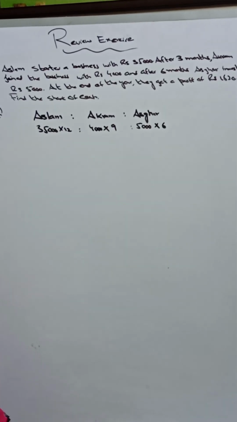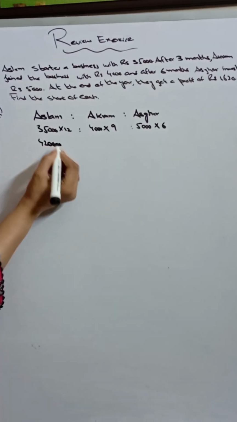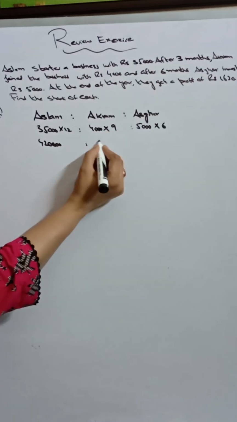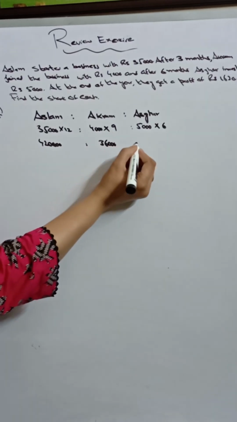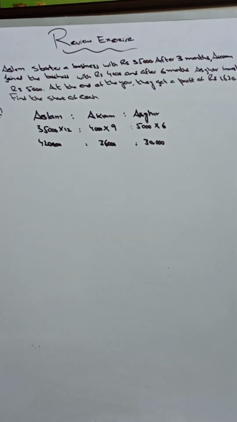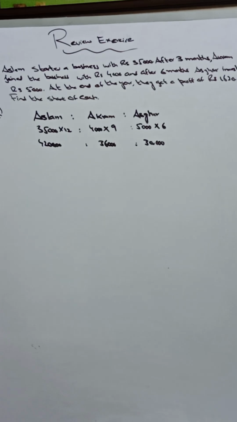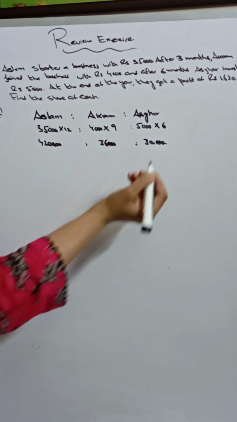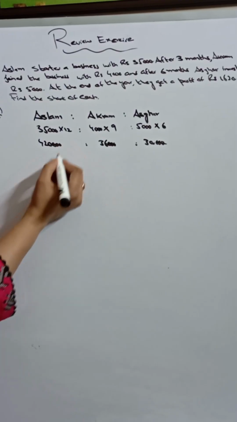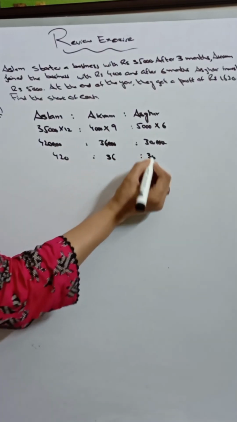All right. Now, solve it. 12 times 35 is 420,000. 9 times 4 is 36,000. 6 times 5 is 30,000. All right. Very simple and very easy. As this is a ratio question, we can easily cut these zeros. 3 zeros cancel off. 3 zeros cancel off. What is left here? 420 ratio 36 ratio 30.